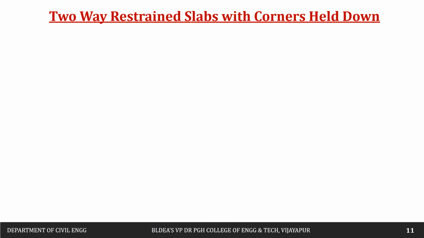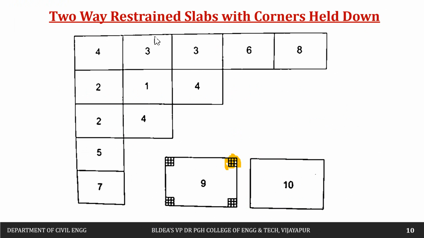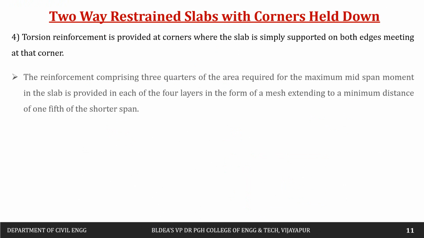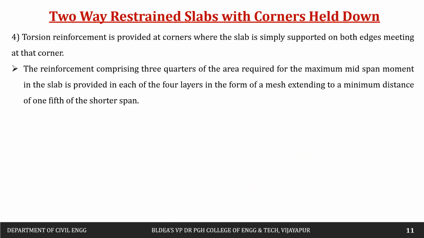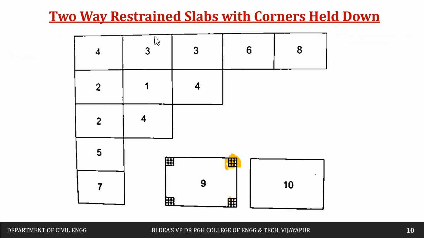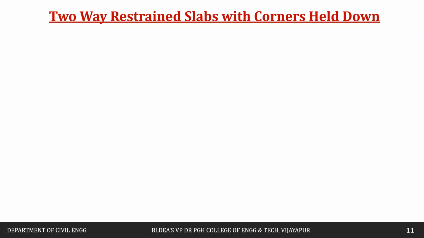Then next, if you see here, we are going to provide the torsional reinforcement here. The torsional reinforcement is provided at corners where the slab is simply supported on both edges meeting at that corner. So we have to provide the torsional reinforcement, and here you can see we have provided the torsional reinforcement.